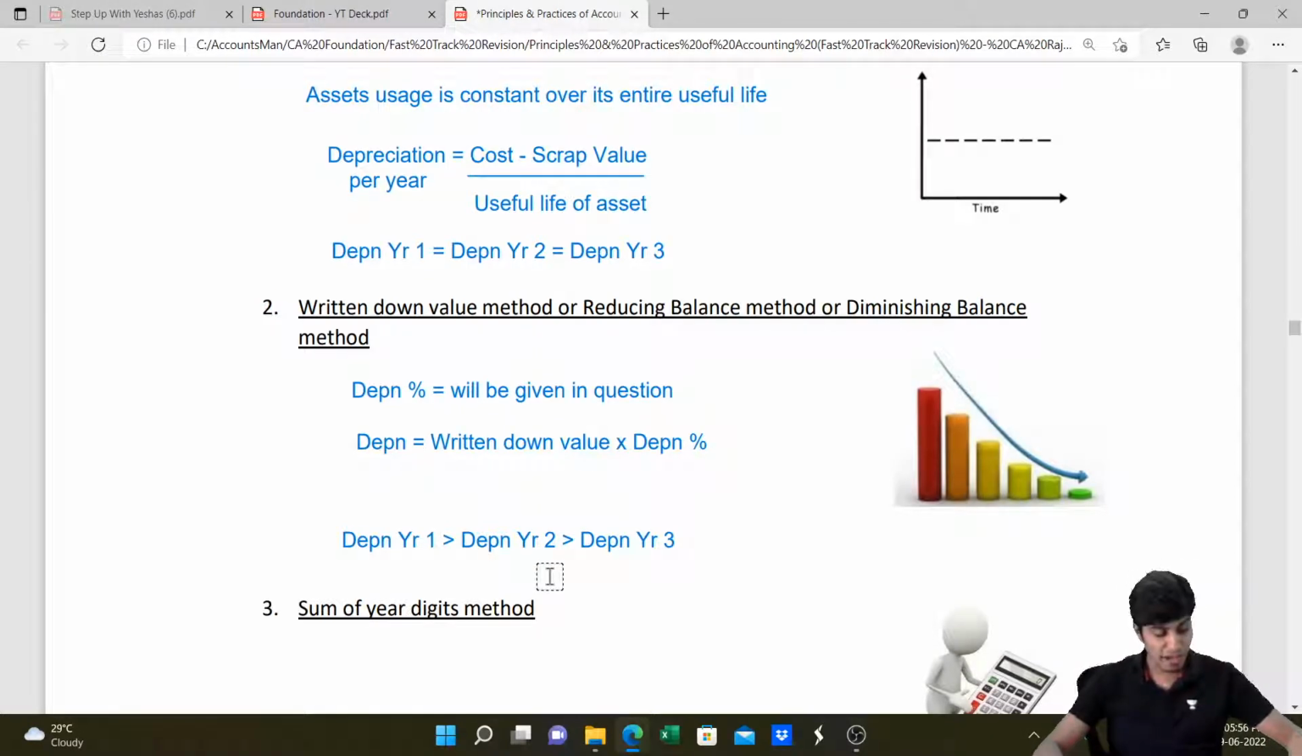Always need to remember the fact that depreciation is a time bound concept. If the asset is used for 6 months, depreciation will be charged only for 6 months. If the asset is used for 8 months, the depreciation is applied for 8 months.